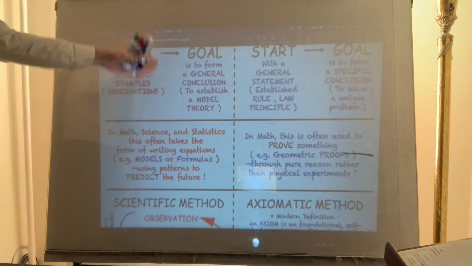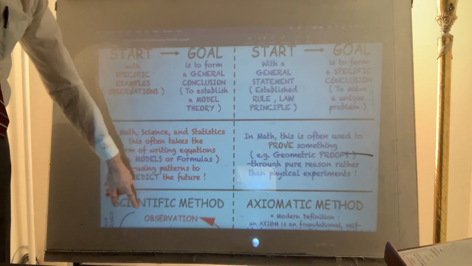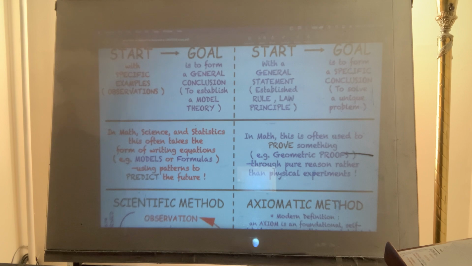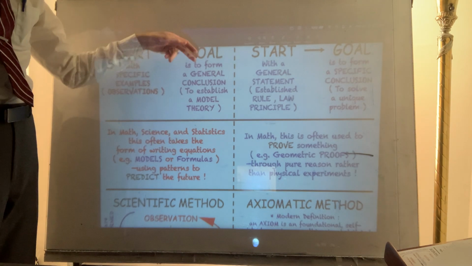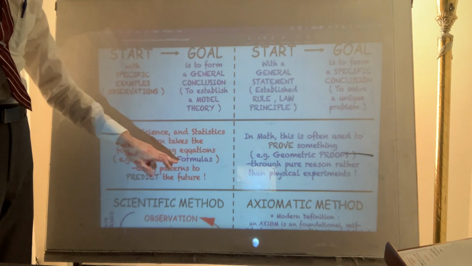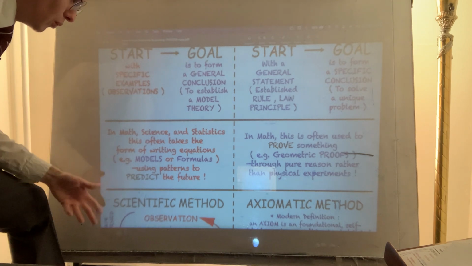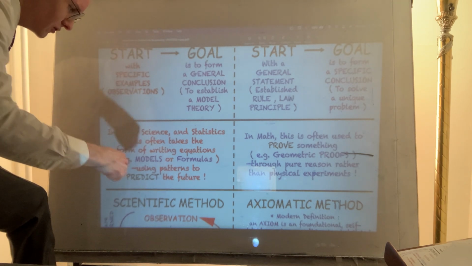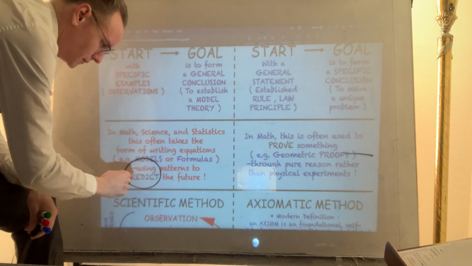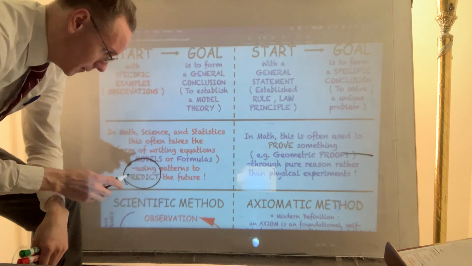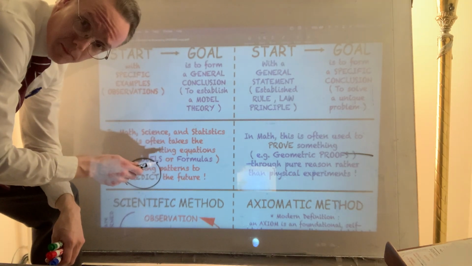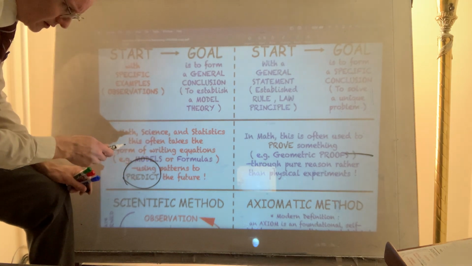In math, I try to keep these things in a column and of the same color. You may notice these are red as well. In math, science, and statistics, this often takes the form of writing equations, that is, to form a general conclusion. A model, or formula. This is for the purpose of forming a prediction about the future. Math is its own kind of sorcery in that sense.